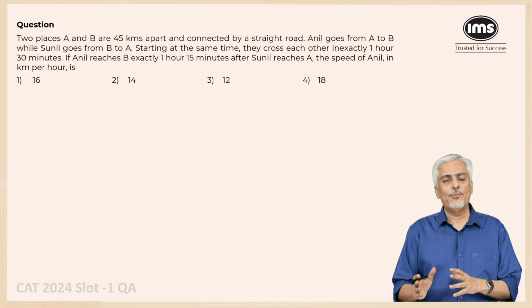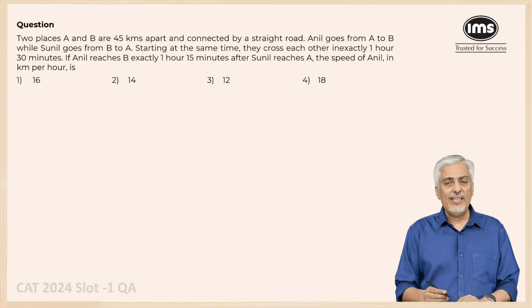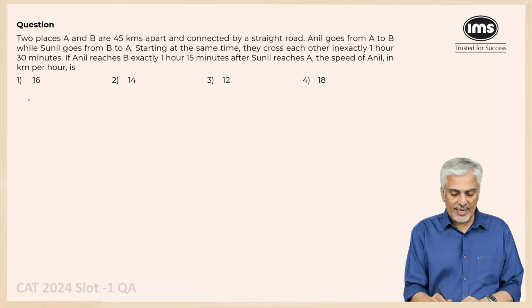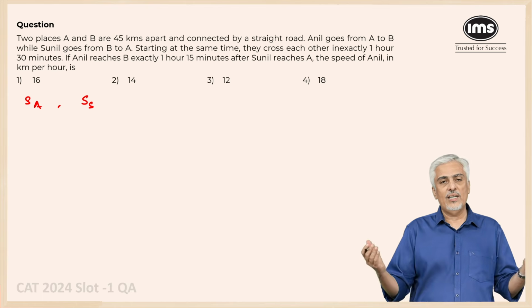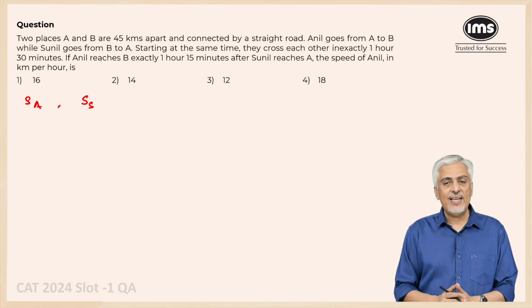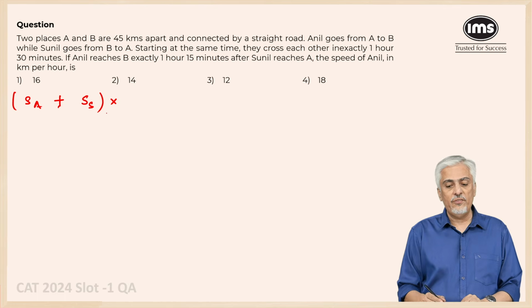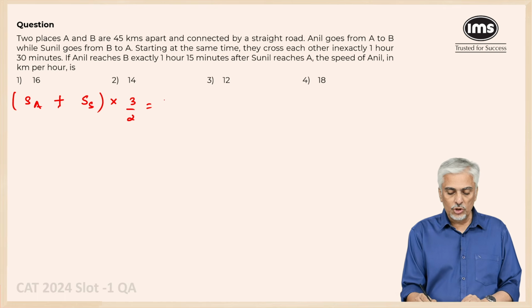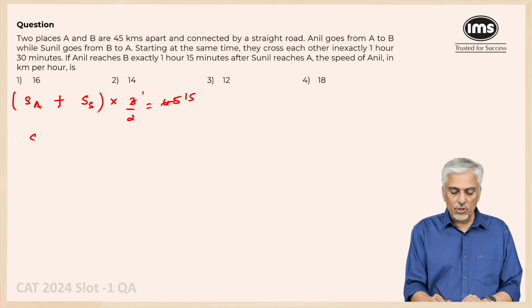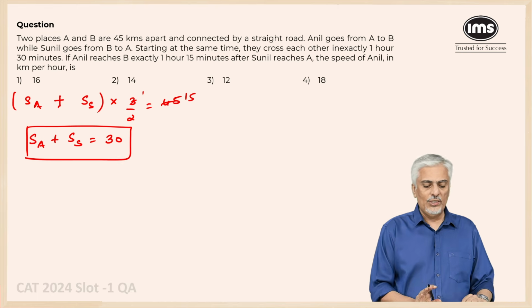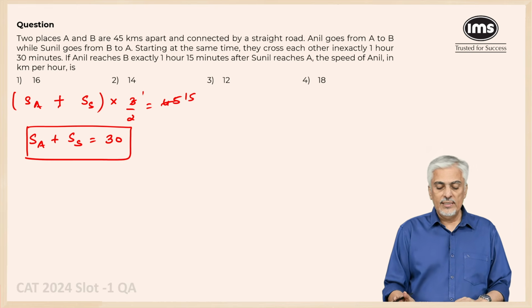That is 1.5 hours. So can I say if the speed of Anil is SA and speed of Sunil is SS, so they are going in opposite directions, so relative speed will be SA plus SS into 1.5 hours, that is 3 by 2, should be equal to 45. 3 ones are 3, 15s are. So the first condition which I immediately get is SA plus SS is 30. Leave it over here. Okay.